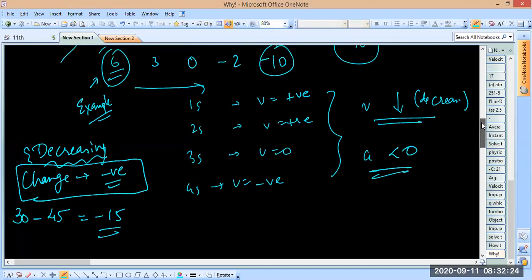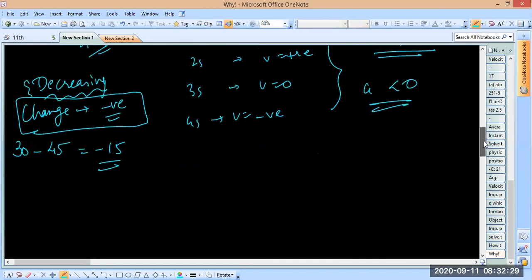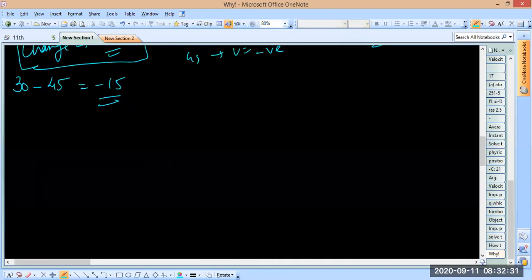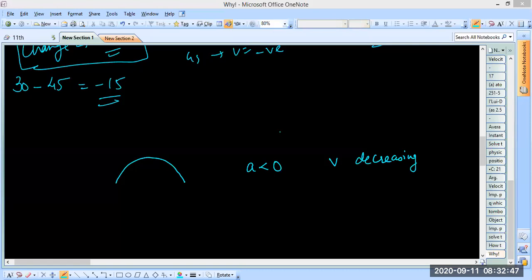So finally, to write it all again, whenever we have a bump shaped xt graph like this, then acceleration is less than 0, and that means velocity is decreasing, right? Velocity is decreasing. I'm not even talking about speed over here, people. Velocity and speed are different, right? I'm sure you all remember that.